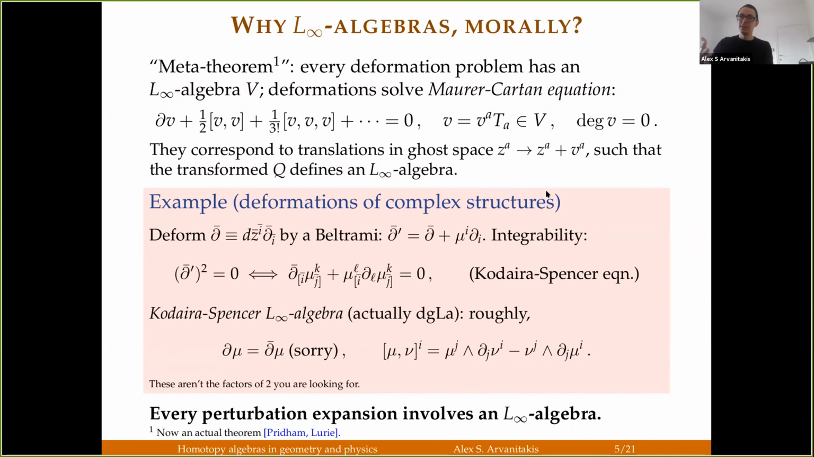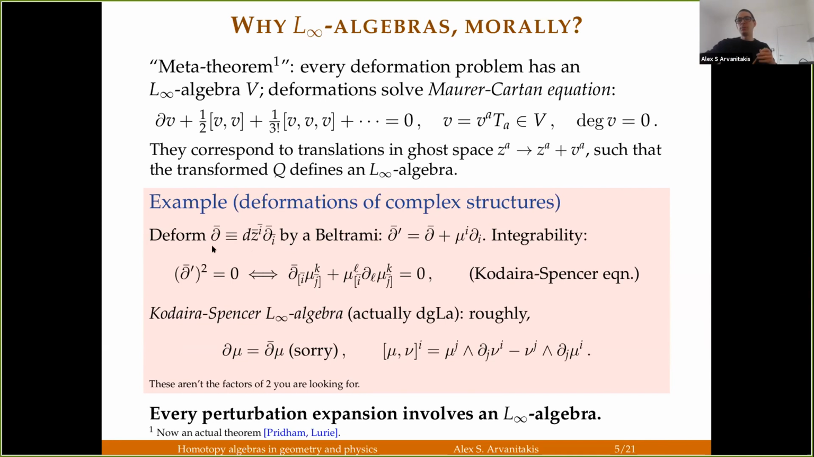Right, so let's look at a simple and also classic example: deformations of complex structures. So what is a complex structure? Basically, it's something that tells you when a function on your space is holomorphic. The good way to deform this is to take the operator that tells you that a function is holomorphic, d bar, which is just an anti-holomorphic derivative wedged with a coordinate anti-holomorphic differential. A function that's annihilated by d bar is a holomorphic function.